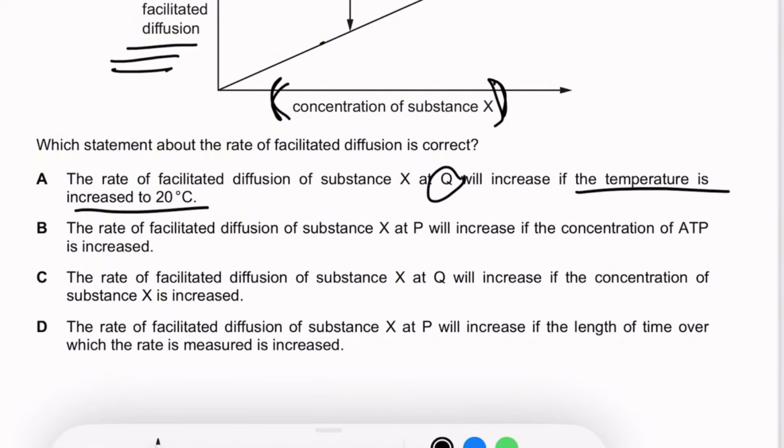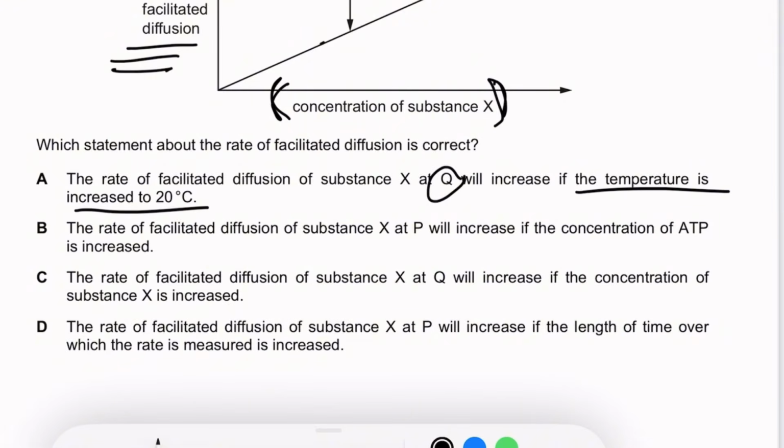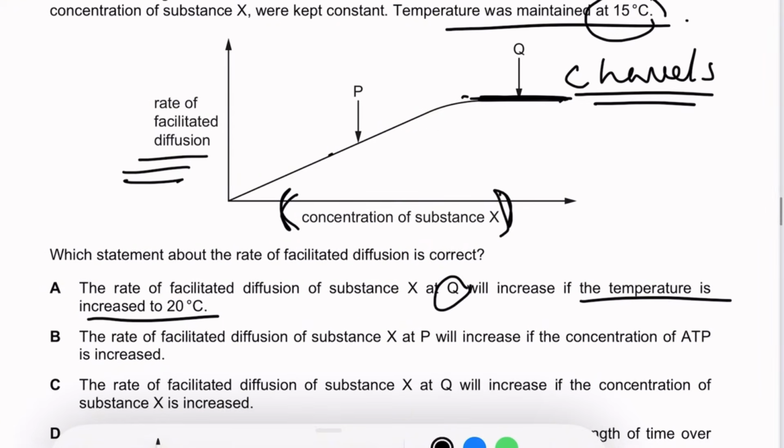The rate of facilitated diffusion of substance X at P will increase if the concentration of ATP is increased. Facilitated diffusion is a passive process, it does not require ATP, so that's wrong. The rate of facilitated diffusion of substance X at Q will increase if the concentration of substance X is increased. We can clearly tell, as I've mentioned, the concentration does not impact the rate of diffusion anymore.